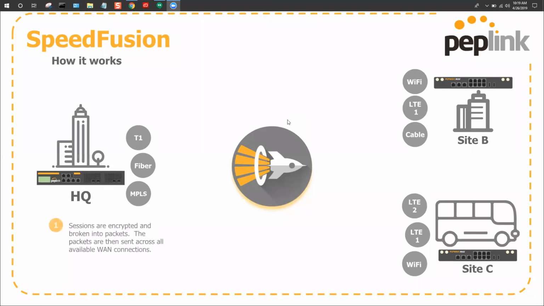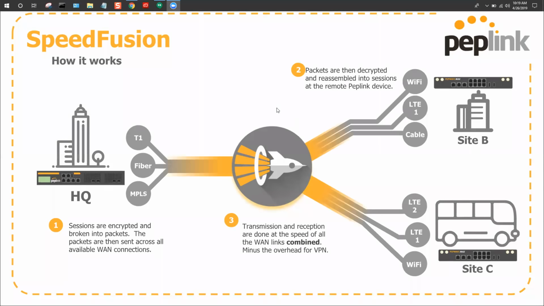Here's how it works. Sessions get encrypted and broken up into packets, and then those packets get sent across all available WAN connections that are in the tunnel. These packets hit the other side on the WAN, are decrypted, and reassembled into the session at the remote Peplink device. Now, the benefit of this is that both transmission and reception are done at the speed of all WAN links combined, minus a little bit for the overhead on the VPN, and we'll get into that in a bit.